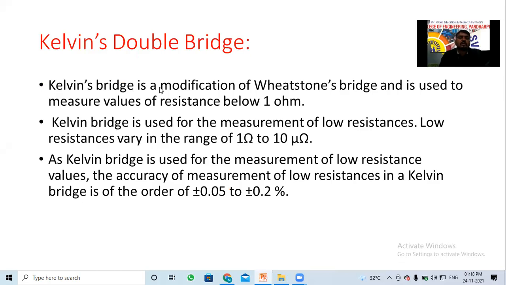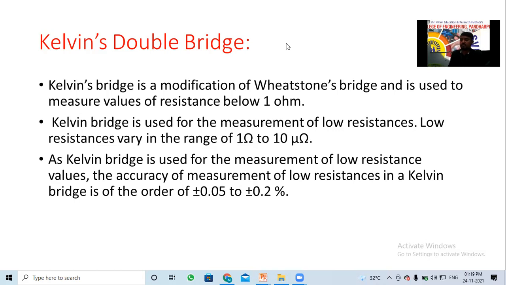Kelvin double bridge is a modification of Wheatstone's bridge and is used to measure values of resistances below 1 ohm. So low resistance means below 1 ohm only. Kelvin double bridge is used for the measurement of low resistance. Low resistance will vary in the range of 1 ohm to 10 micro ohm.